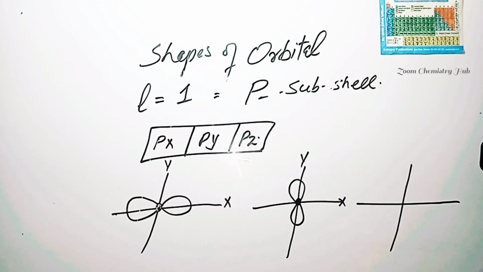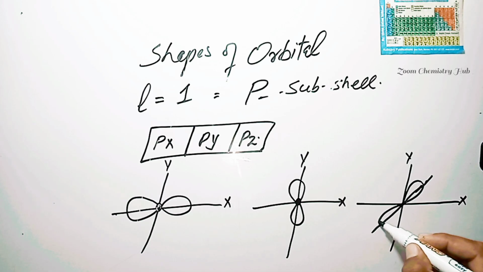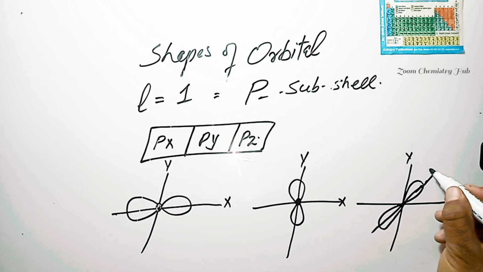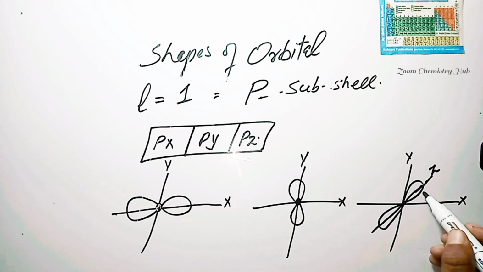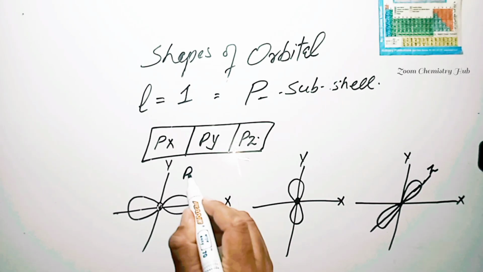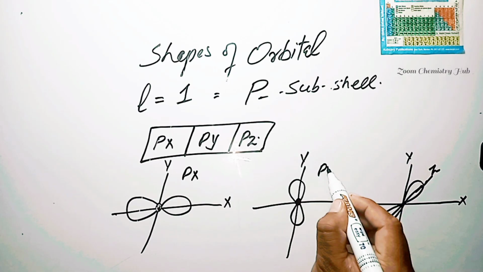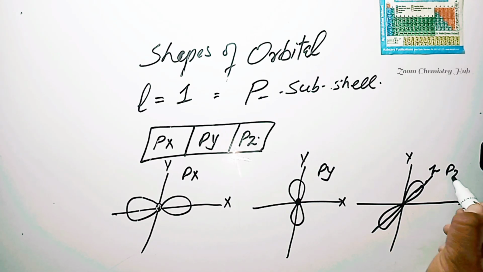Pz is along the z-axis. And if we see these 3 orbitals, they are perpendicular to each other, that is px is perpendicular to py, and py is perpendicular to pz, that is px, py and pz.